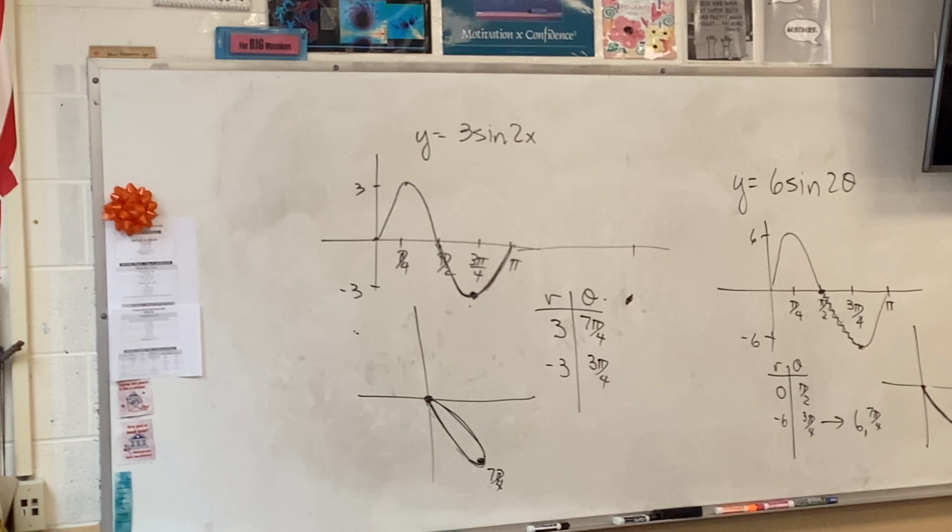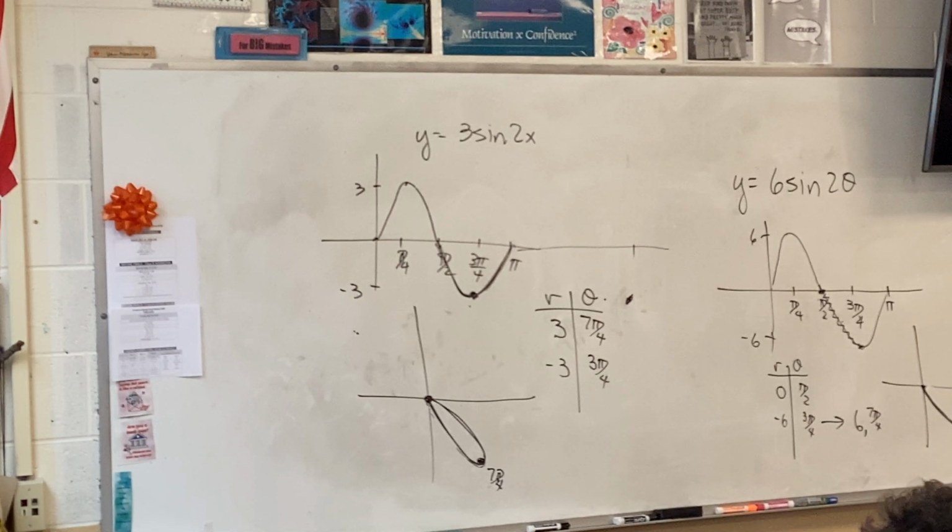From pi over 2 to 7 pi over 6, you already told me the curve is positive and decreasing. What is happening to R? On that part of the curve, what is happening to your points? Aren't they getting closer to 0? Aren't we coming down? So we're getting closer to 0, which means R is decreasing.